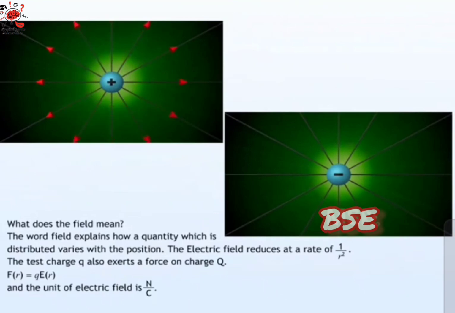But what exactly does a field mean? The word field explains how a quantity which is distributed varies with the position. The electric field reduces at a rate of 1/r². The test charge q also exerts a force on the charge Q. Now F(r) = q × E(r), and the unit of electric field is Newton per Coulomb.